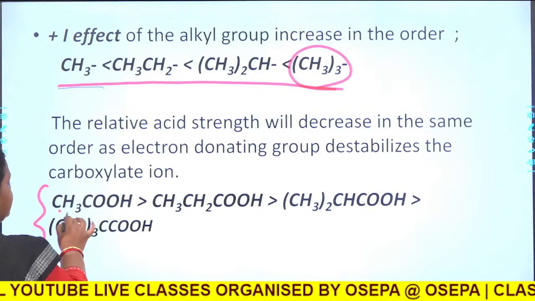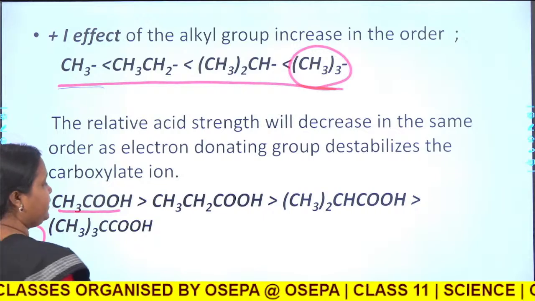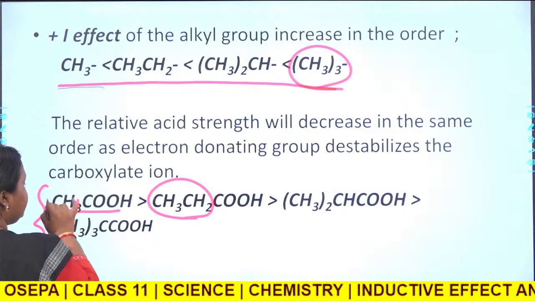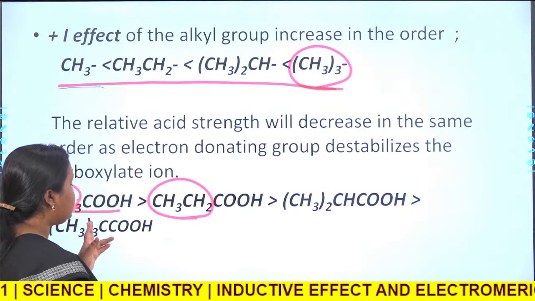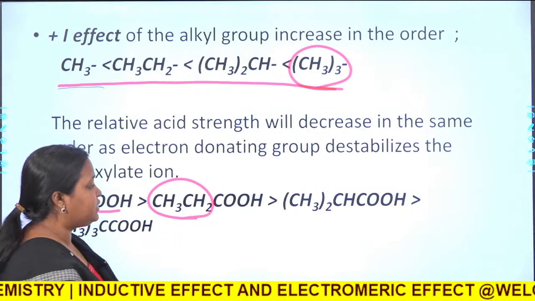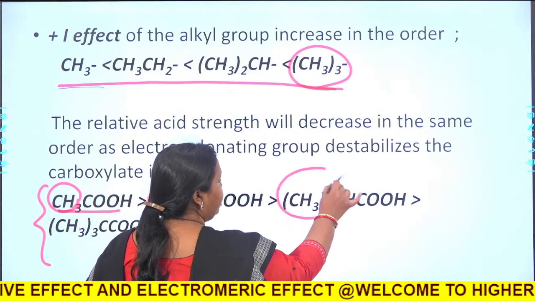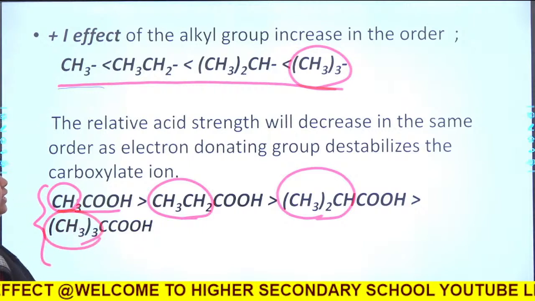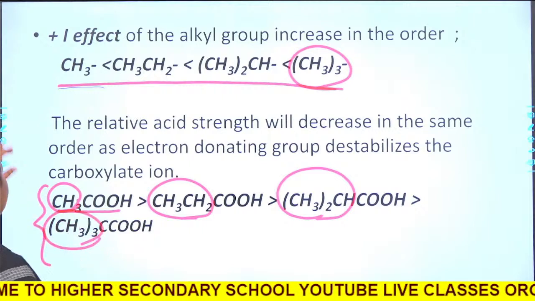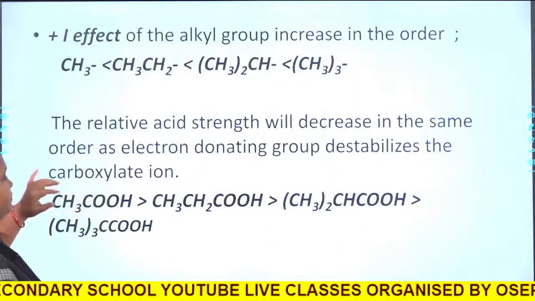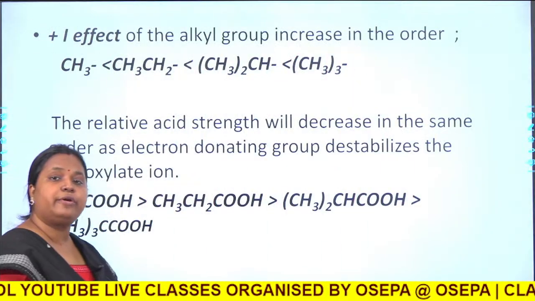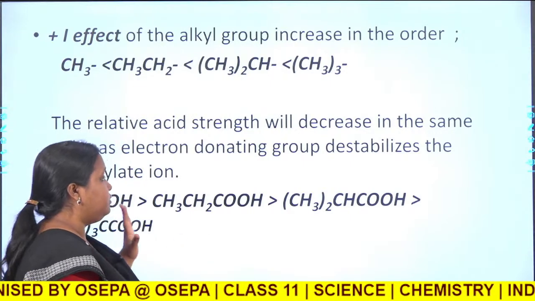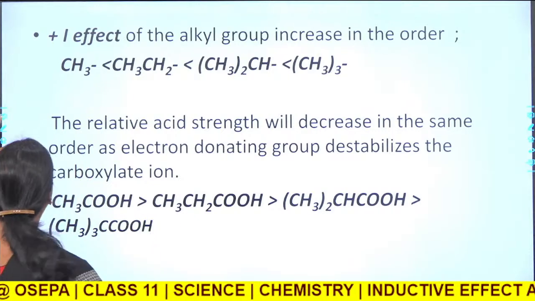That is, acetic acid will be more acidic than propanoic acid, where the group was CH3 and now it is CH3 CH2. So acetic acid will be more acidic than propanoic acid, than 2-methyl propanoic acid, than 2,2-dimethyl propanoic acid. This question also comes very often. Hopefully now you are crystal clear. Look, this is a second year topic but we are studying it in first year. So it's highly important that you read this chapter very carefully.